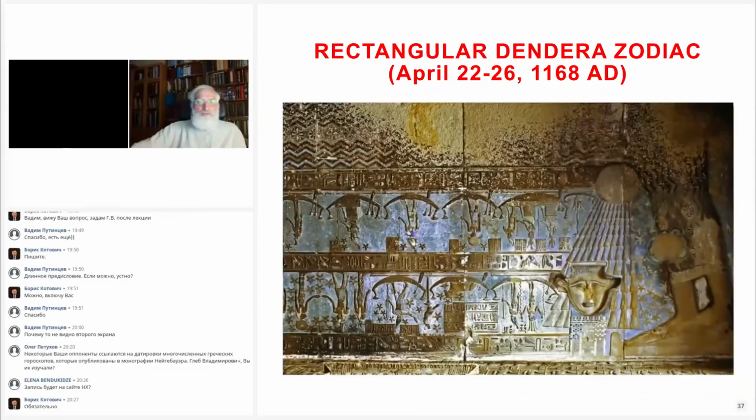For example, the rectangular Dendera zodiac. One complete solution is April 1168. That is, there is an interpretation of the zodiac where all horoscopes, both the primary and all four secondary ones, are completely satisfied without any forced interpretations. Such a date is only one, April 22 to 26, 1168.